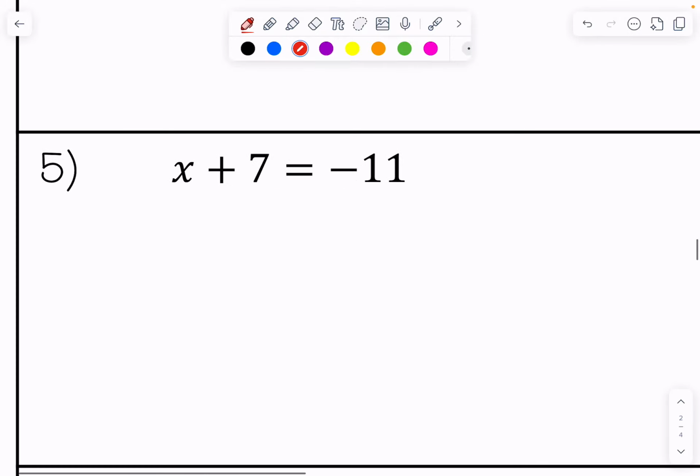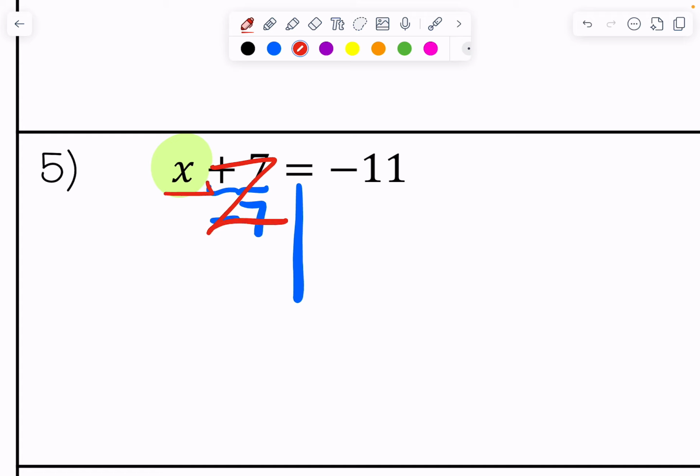We're going to look at another example. So again, the goal of our equation is to figure out what that variable represents. So something plus 7 is equal to -11. I want to ask myself what's happening to my variable. Right now I'm adding 7 to the x, and so I want to undo that. So how do I undo adding 7? I'm going to subtract 7. When I subtract 7 on that side, my 7s will zero out, leaving me with my x by itself.